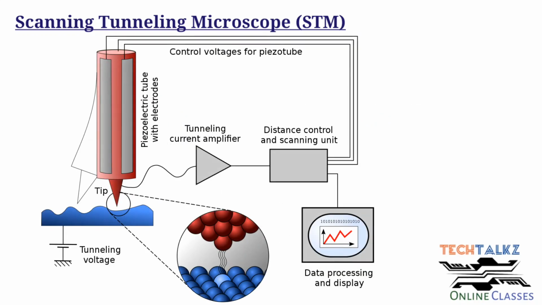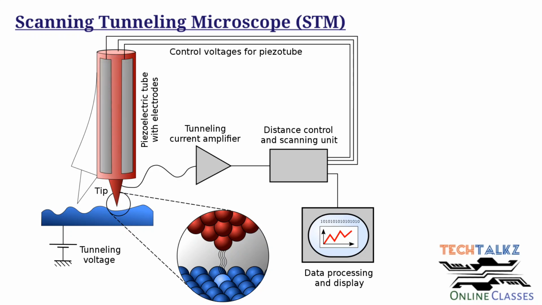Now we can see the complete setup of STM. This is the sample or object, and this is the sharp tip. It is usually made of platinum. This tip is attached to a piezo tube. We know that when you apply voltage to piezoelectric crystals, there will be actuation, movement. So the movement of this tip can be easily controlled using proper electrodes and external voltages.